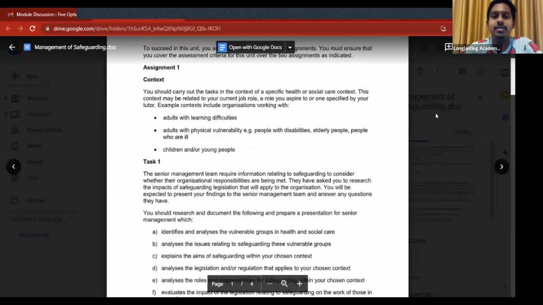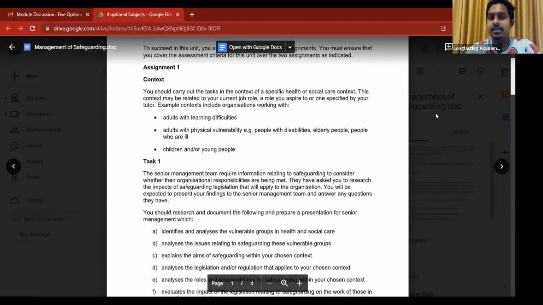You should carry out the tasks in the context of a specific health or social care context. This context may be related to your current job role, a role that you aspire to, or one specified by your tutor. Example contexts include organizations working with adults with learning difficulties, adults with physical vulnerability, for example people with disabilities, elderly people, or people who are ill, and children and or young people.